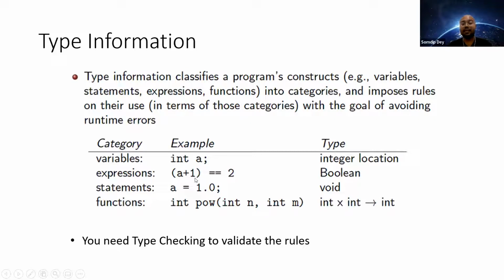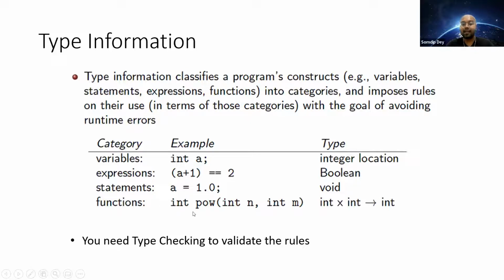In the second line, a plus 1 equal to 2, technically this is an expression, so this is the category of expression. Because we are trying to determine whether a plus 1 is equal to 2 or not, the type of this expression is Boolean. The same goes when we are assigning 1.0 to a: this is a statement category. Because we are just doing an assignment and nothing more, technically it returns void, so it has the type void.